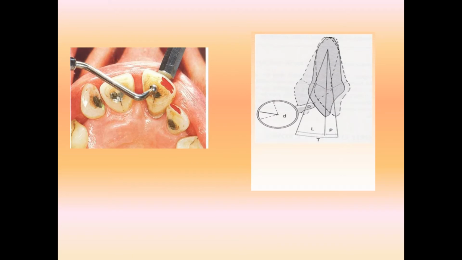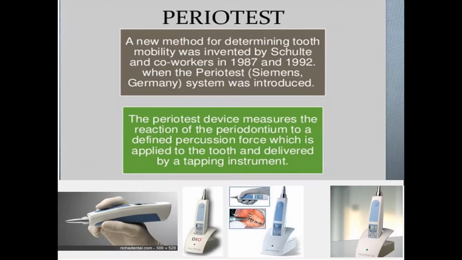And another method is the periotest method or periotest device. The periotest device measures the reaction of the periodontium to a defined percussion force which is applied to the tooth and delivered by a tapping instrument.